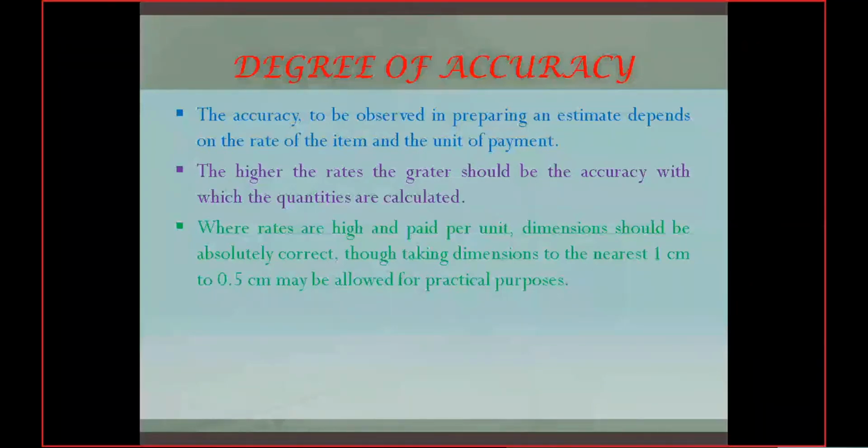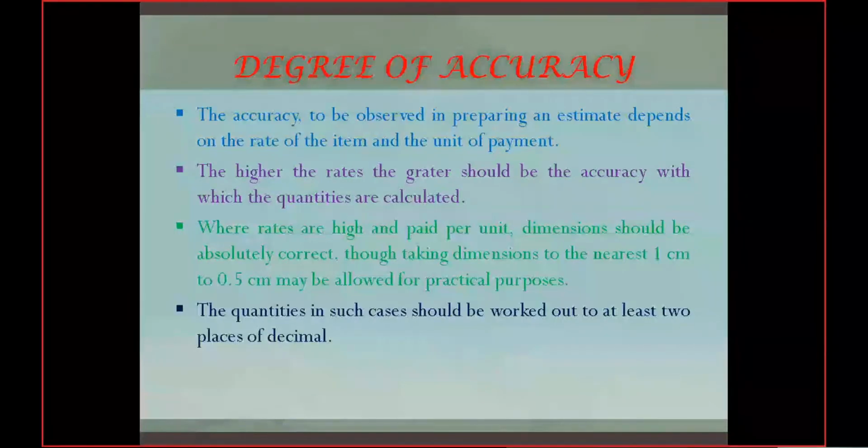And we need to consider at least two decimal places for whatever quantity we are finding. That is for the quantity, not for the dimensions, the length and breadth. Length and breadth we consider up to the nearest 1 centimeter to 0.5 centimeter. But for finding the quantity, we need to consider at least two decimal places when the cost is higher.